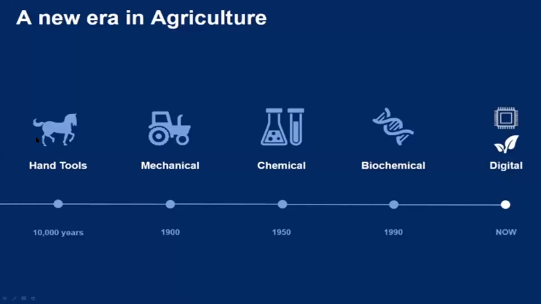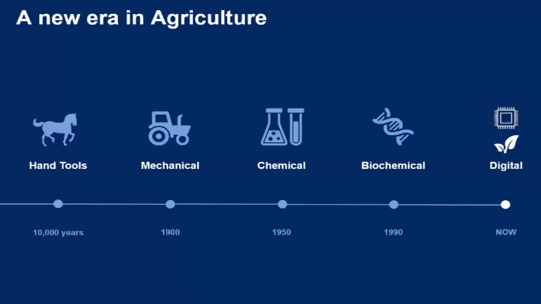If you look at agriculture, initially they were doing it manually, by hand, then mechanical, then chemical, and then they came to biochemical. Now the current stage is digital. Not only food and agriculture setups, there are agri-tech and food tech companies too. A lot of companies are there, and most of them started recently, within the last 5 years.